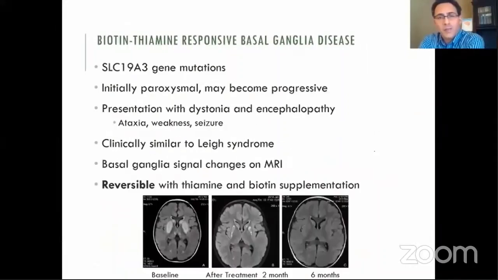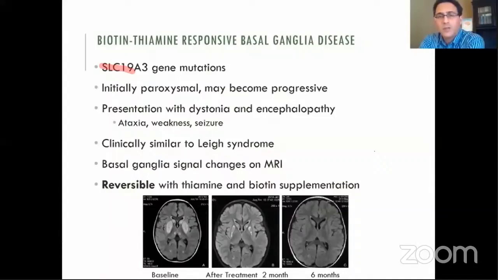We'll briefly talk about a couple of entities that should be considered when we think about paroxysmal dyskinesia. Biotin-thiamine responsive basal ganglia disease has been an entity that's been better characterized in recent years. It is often associated with SLC19A3 gene mutations. It could be paroxysmal, especially initially in the course of the disease, although it can become progressive and in some patients even fatal. It often presents with dystonia and encephalopathy, but can include ataxia, weakness, and seizure.